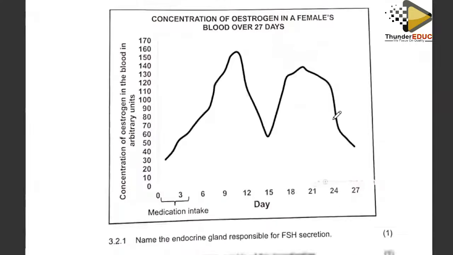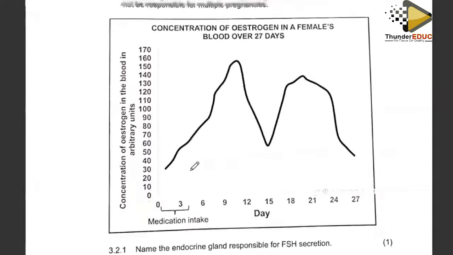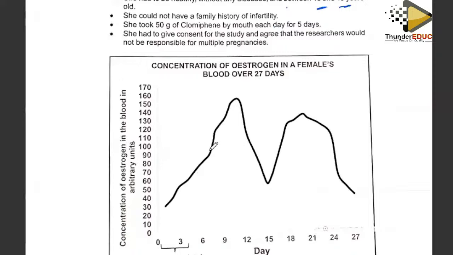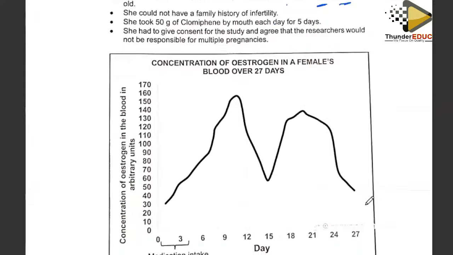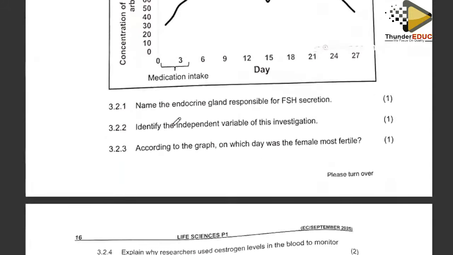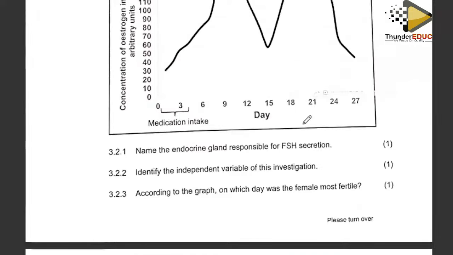So here is the graph. We see menstruation, medication intake, the level of progesterone increases, on day 15 it goes down, day 21. This one is going to become pregnant 2 times. Identify the independent variable. Name the endocrine gland responsible for FSH production. That is the pituitary gland or hypophysis. They're saying identify the independent variable in this investigation.